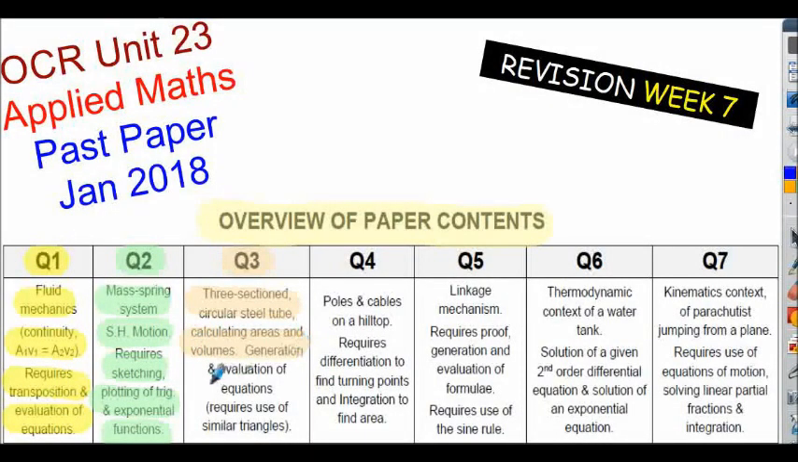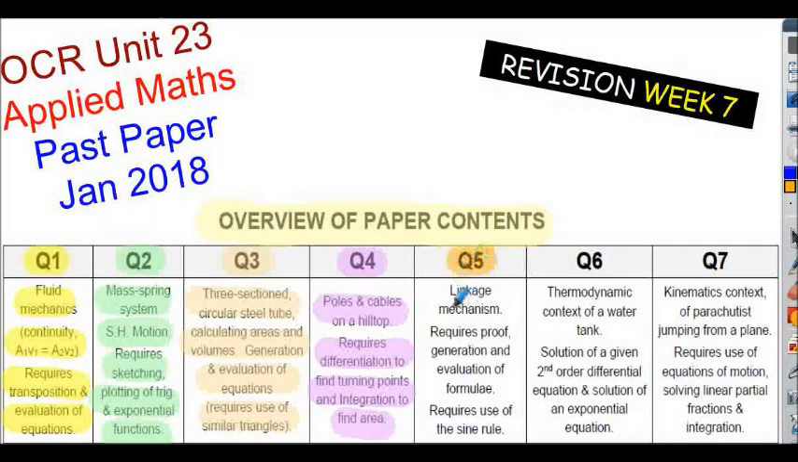To do this we have to generate and evaluate equations and also refer to the use of similar triangles. Question 4. Context relates to 2 poles and a cable between the poles on a hilltop. Solution requires differentiation to find turning points and integration to find the area.